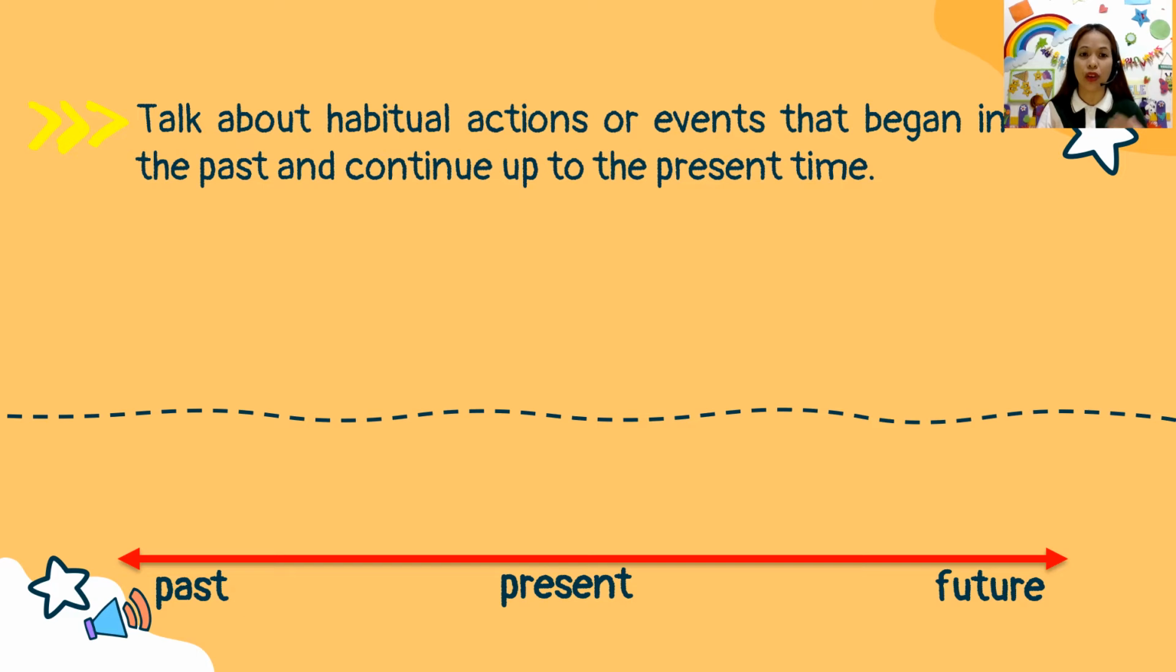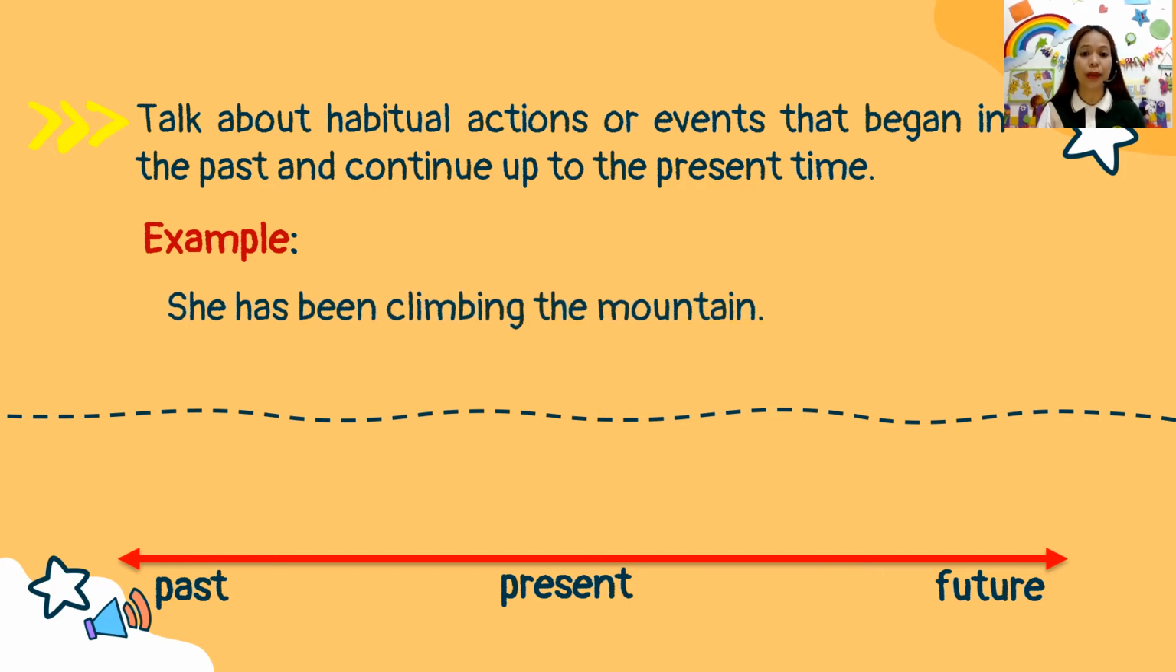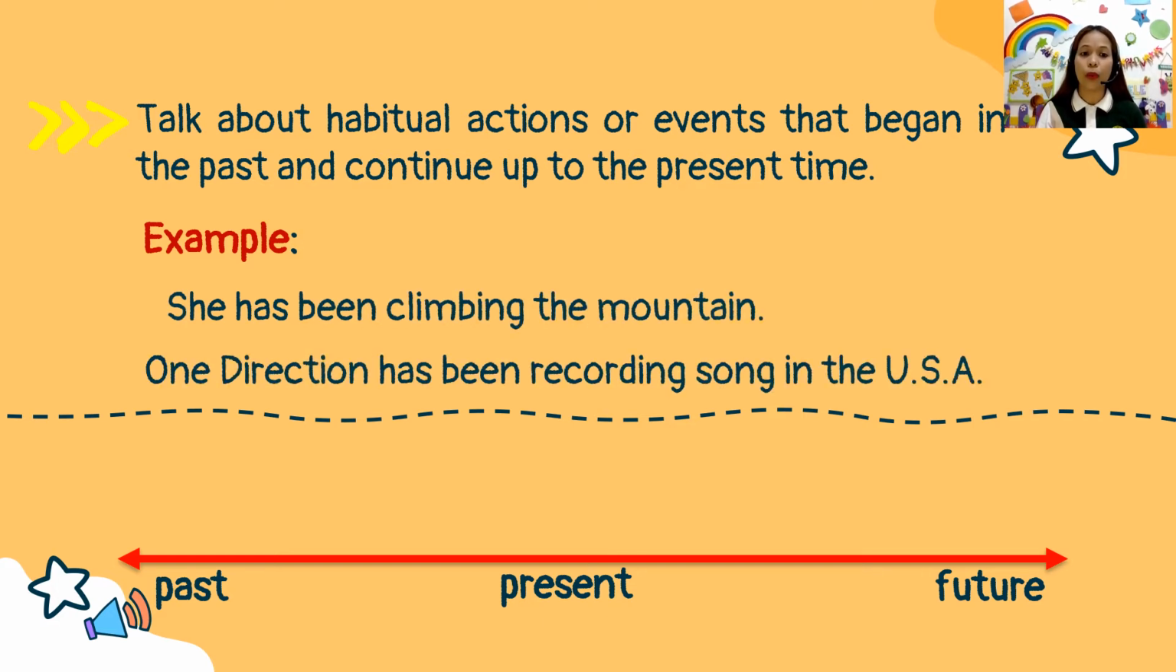Next example is to talk about habitual actions or events that began in the past and continue up to the present time. So example, she has been climbing the mountain. One Direction has been recording songs in the USA. So as you see, these two examples, has been climbing and has been recording, are both in present perfect progressive tense. So subject is she, that's why we use has. One Direction, that's why we use has been. One Direction is a group, that's why it is considered singular.